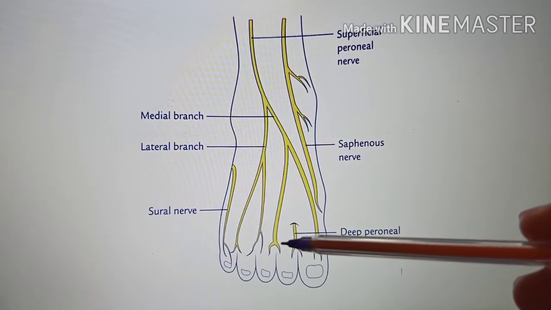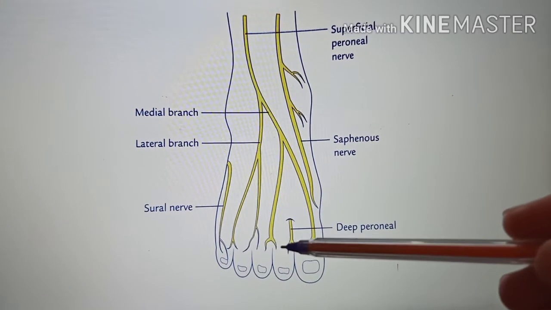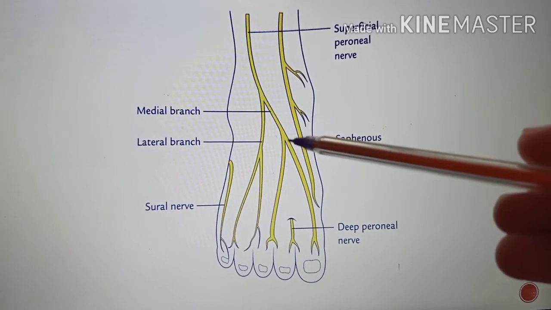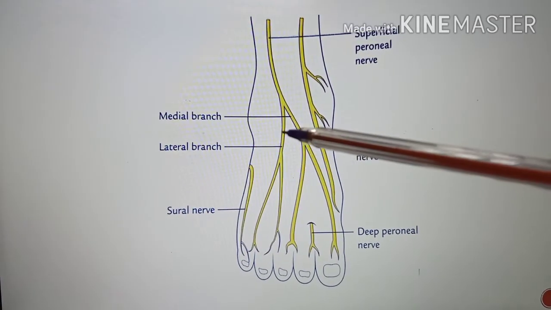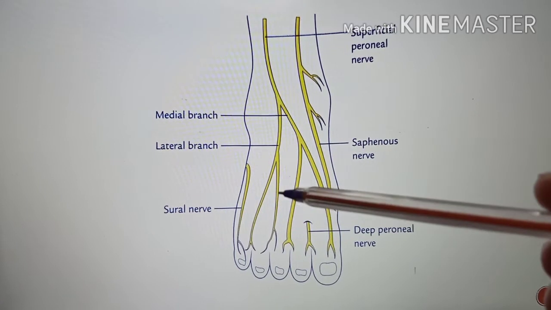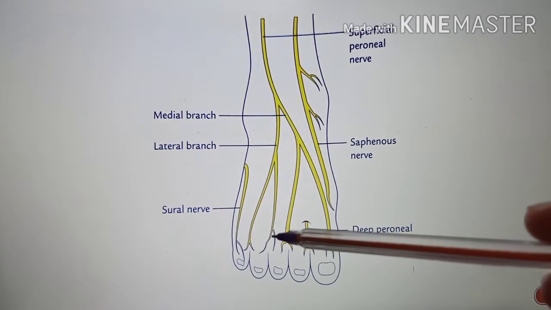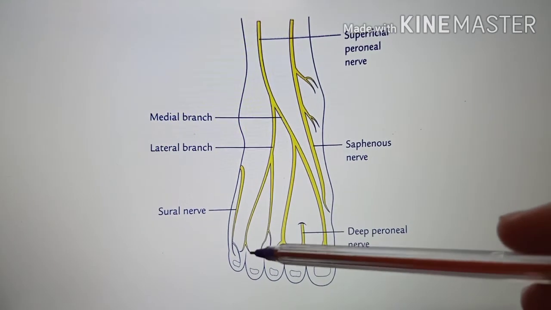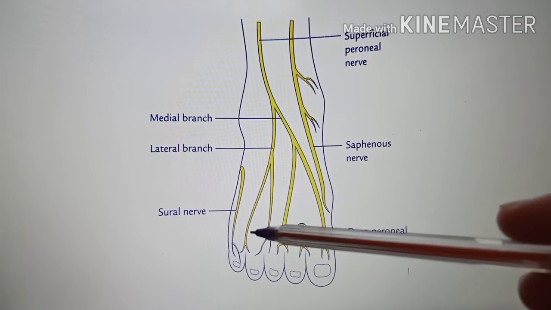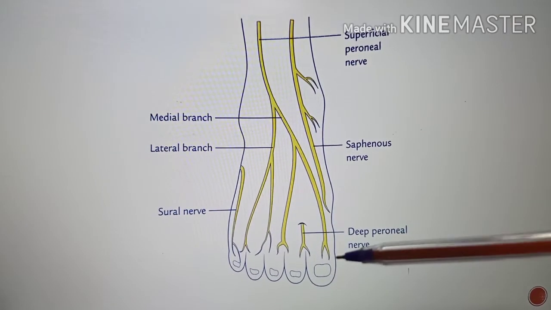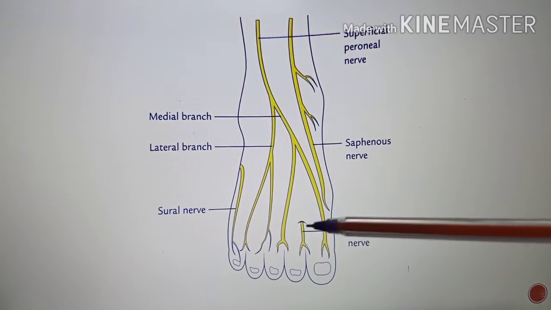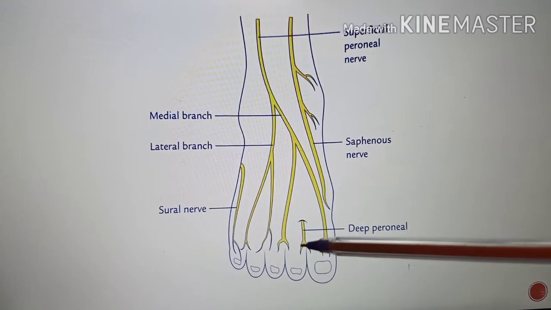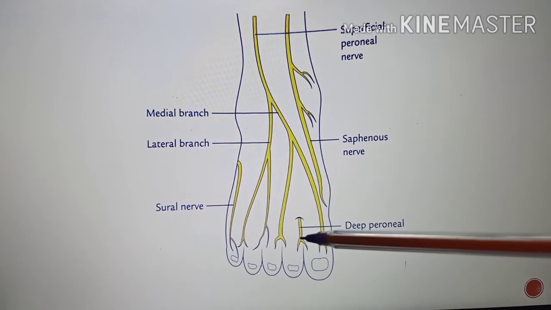The adjacent sides of the second as well as the third toe are also supplied by a subdivision from the medial branch. The lateral branch again subdivides into branches to supply the cleft between the third and the fourth toes as well as the fourth and the fifth toes. So if you see the deep peroneal nerve, it supplies the cleft between the great toe and the second toe. This is called the first interdigital cleft.